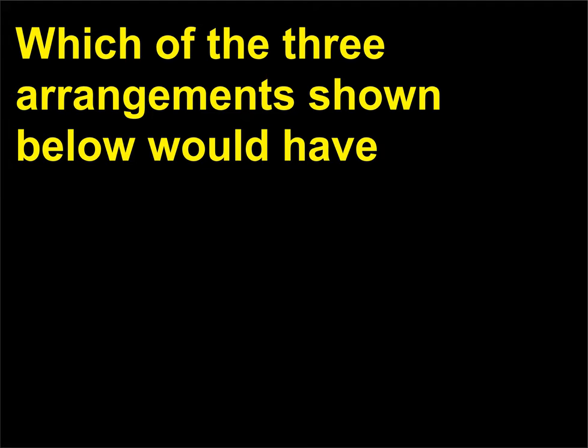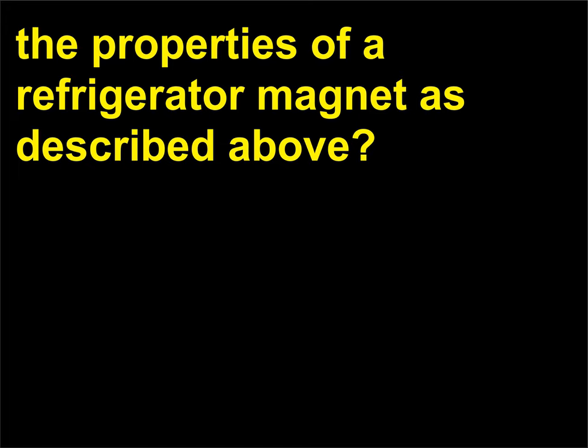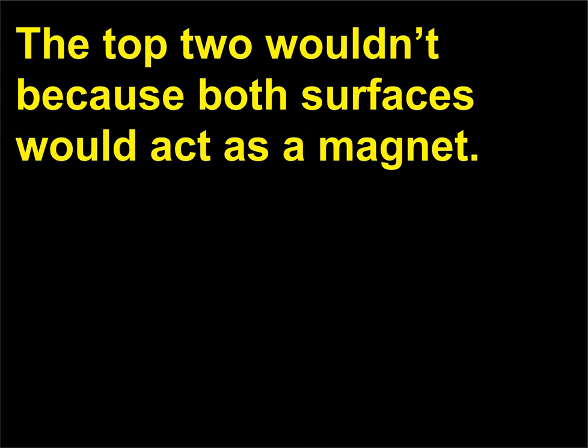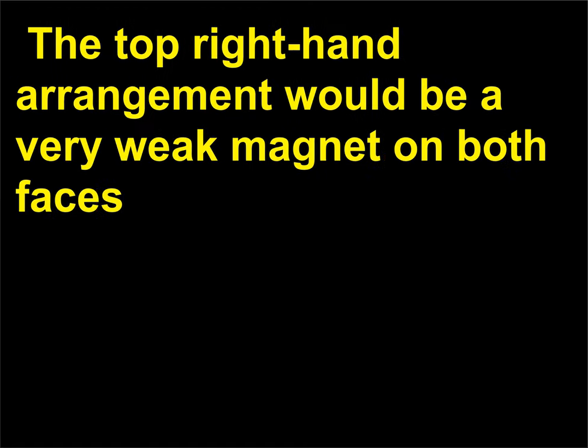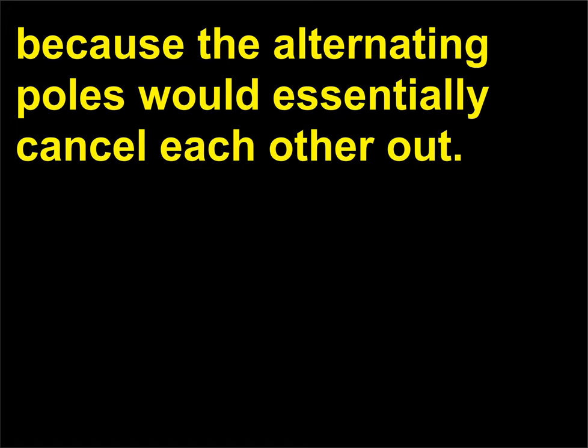Which of the three arrangements shown below would have the properties of a refrigerator magnet as described above? The top two wouldn't because both surfaces would act as a magnet. The top right-hand arrangement would be a very weak magnet on both faces, because the alternating poles would essentially cancel each other out.